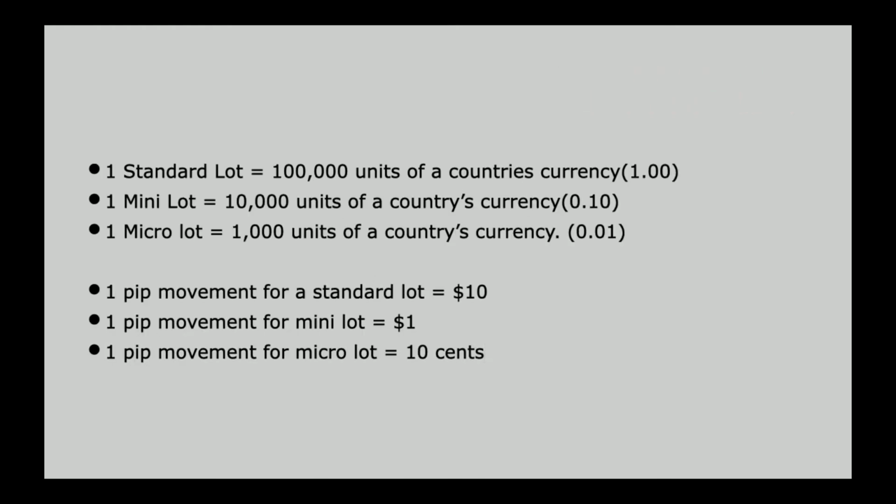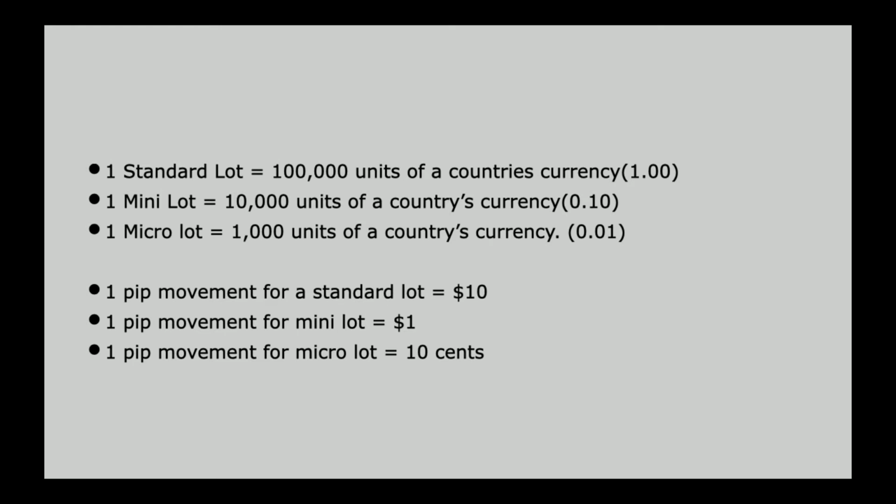A standard lot represents 100,000 units of a country's currency, and it is represented by 1.00. One mini lot is 10,000 units of a country's currency. 0.10 is the representation, and one micro lot gives us 1,000 units of a country's currency, and it's represented by 0.01.